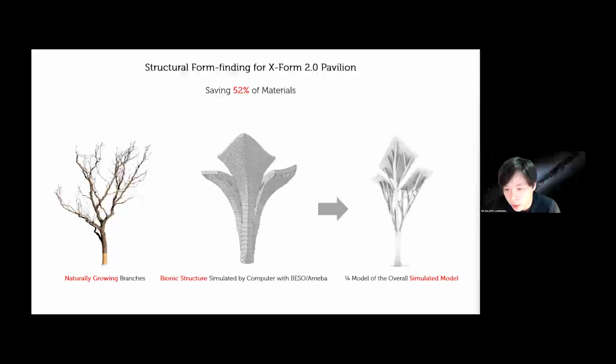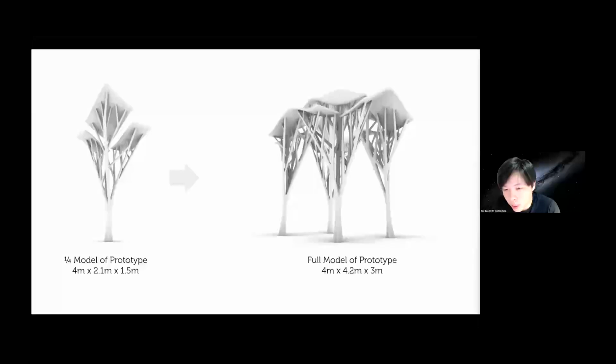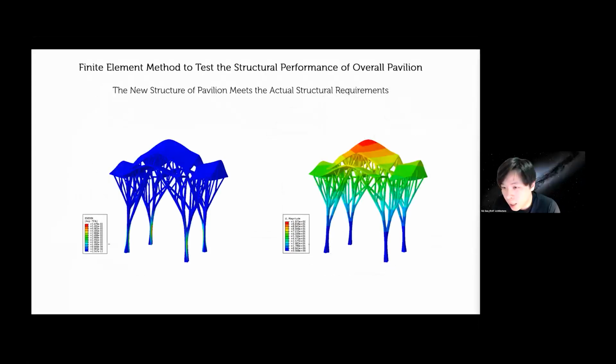Then we run the BSO algorithm using Amoeba to start reducing the materials. So the final result is saving 52% of the material. After we got the simulated model, a quarter of the model is 4 meters by 2.1 by 1.5, and the full model is 4 by 4.2 by 3. After testing the structural performance, the new structure of the pavilion meets the actual structural requirements.